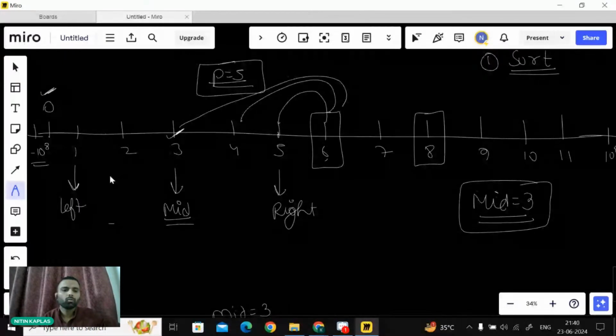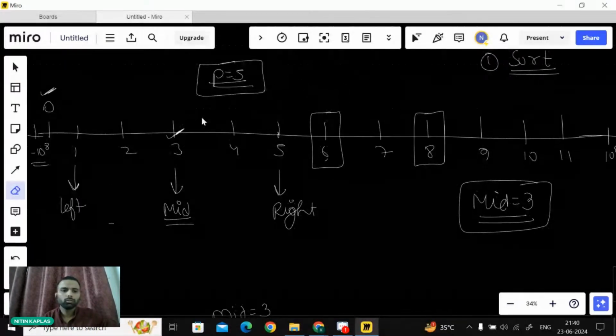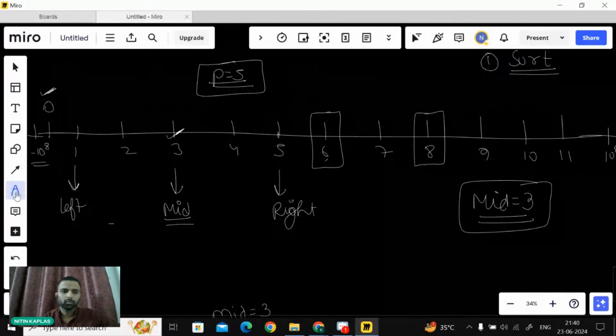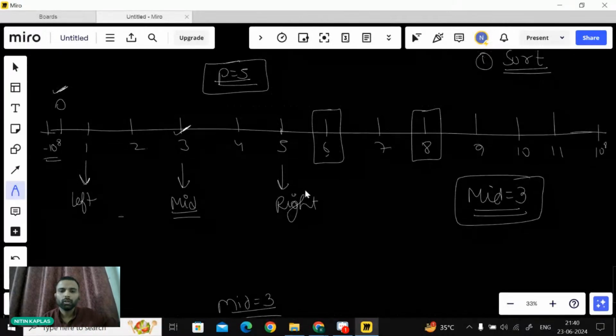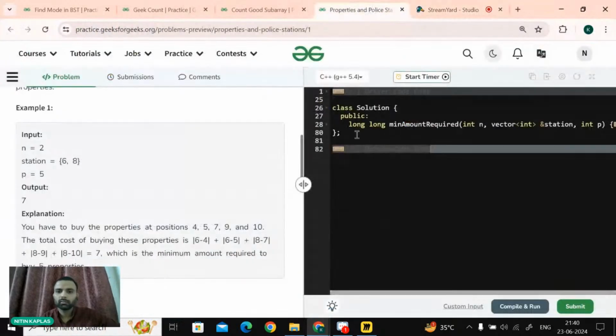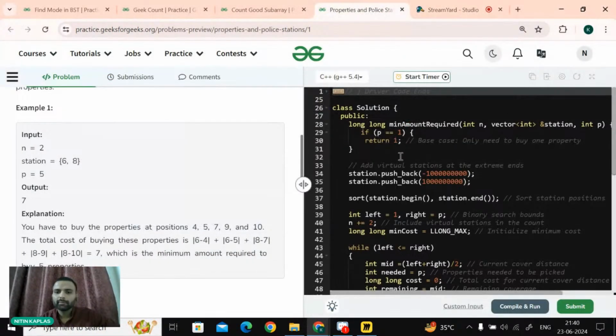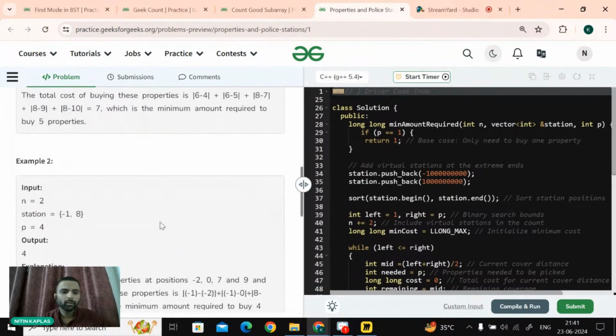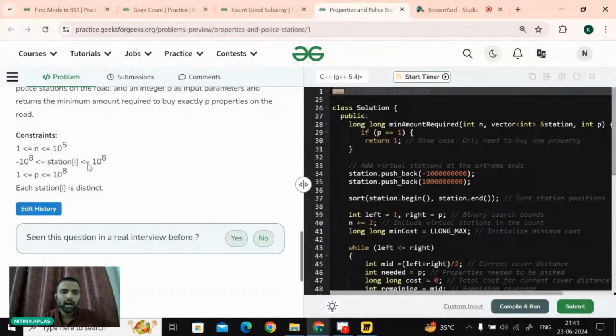Now your main work starts here, so you have to do the dry run, me and you. If you see here, my mid is this. Let me show the code also, it's a lengthy code. The first case, I hope you understand it. Why am I adding these two values, in the range? Afterwards you will understand why. If you focus here, what is the value of station I? It will be minus 10 raised to power 8 or 10 raised to power 8 max. So you are just pushing those two values.